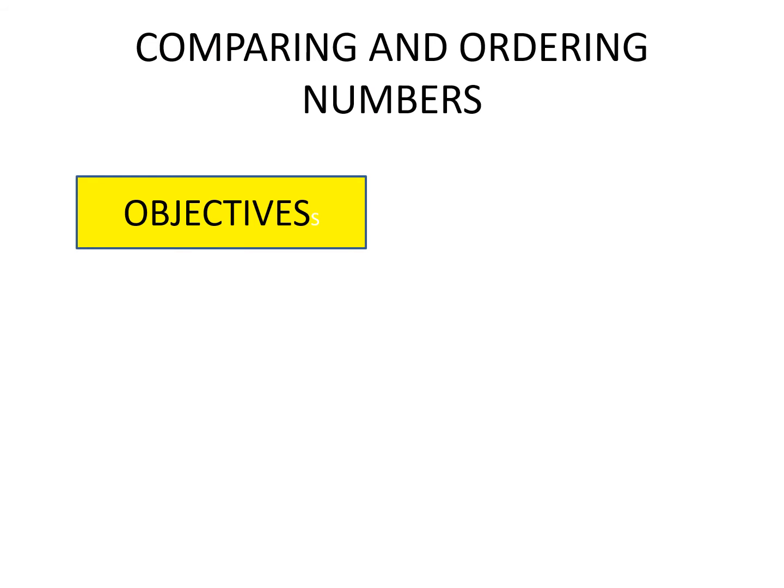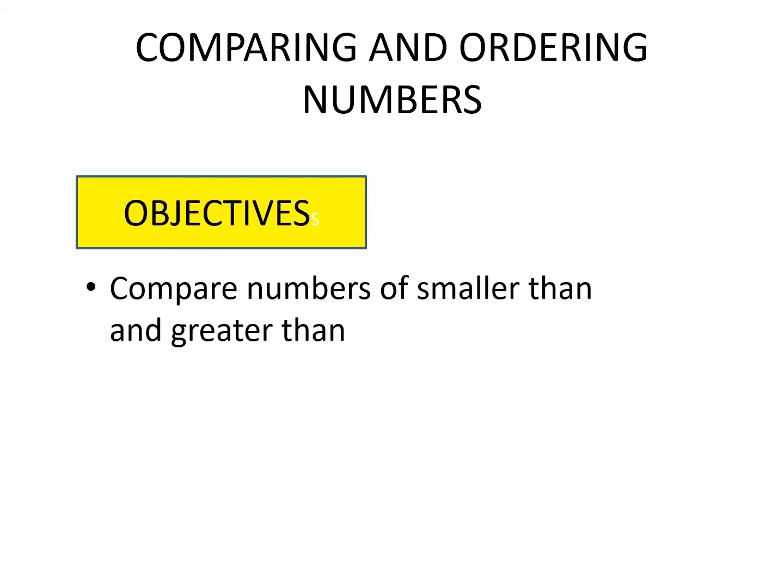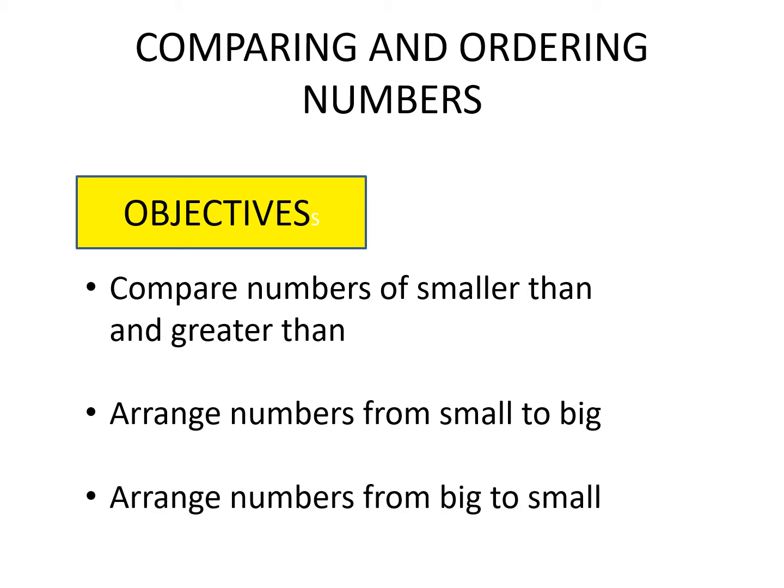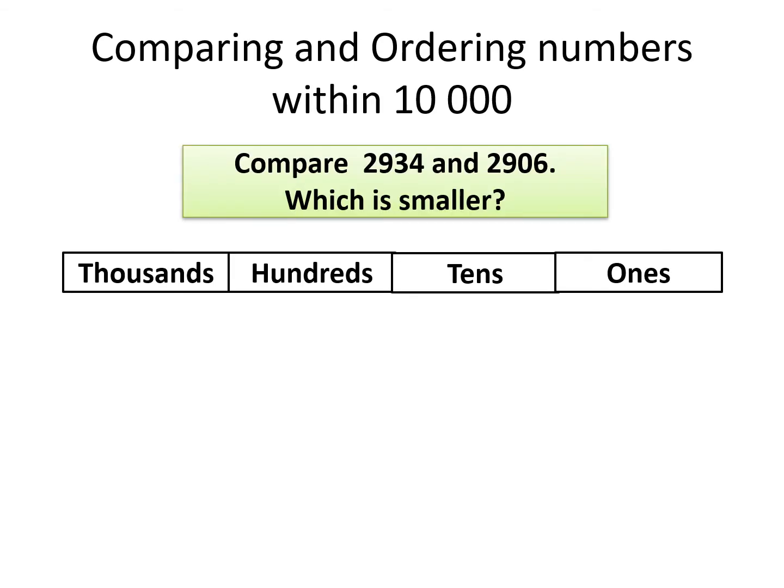Okay, our topic today is comparing and ordering numbers. The objectives for the topic today is to compare numbers that are smaller than and they are greater than. And students can arrange numbers from small to big or arrange numbers from big to small. So for comparing and ordering numbers, I give you 2 numbers, 2934 and 2906. So which is smaller?